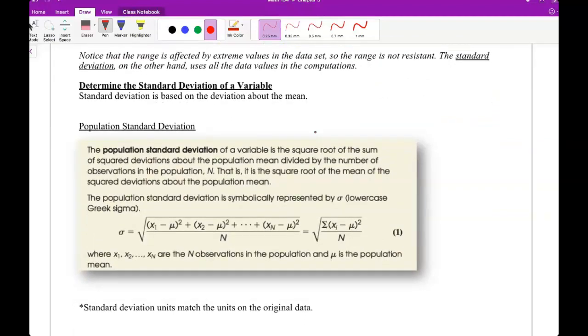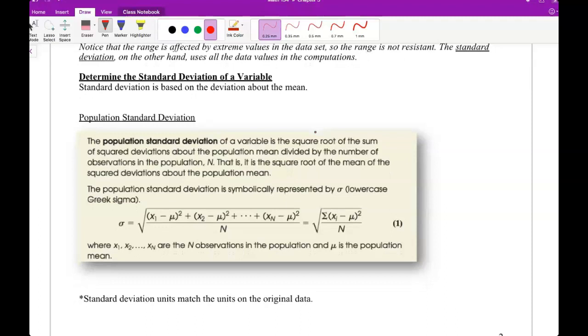Okay, now the next part we should find standard deviation of a variable. First part, this is a population standard deviation, and we call that sigma. The population standard deviation of a variable is the square root of the sum of squared deviations about the population mean. So that is about population mean. And when you work on sample standard deviation, that is about the sample mean, not population mean.